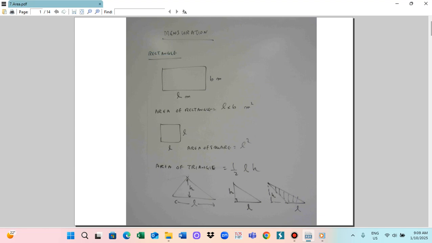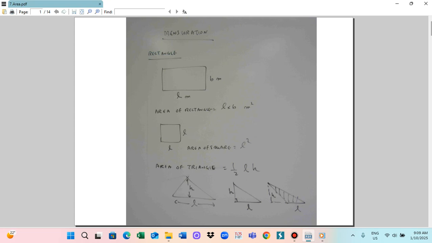And similarly the square. A square has the same side. This is L into L. So the area of a square is equal to L square. So by this way you can measure the area.